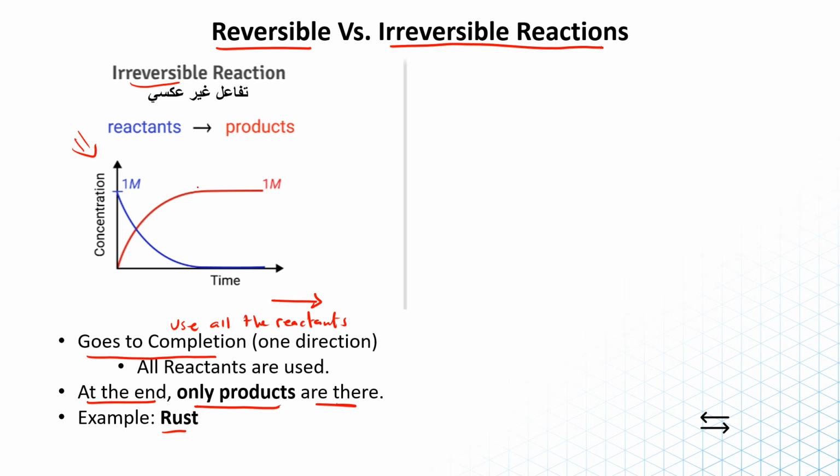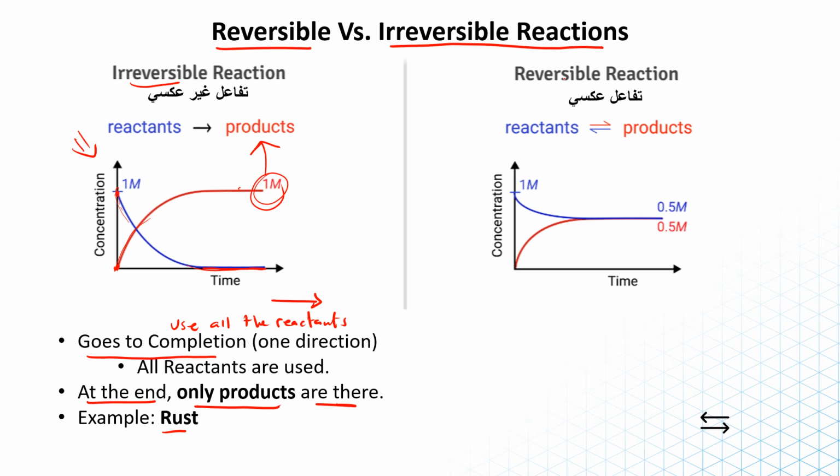Reactants بالأزرق والproducts بالأحمر. At the beginning we have only reactants والأحمر products zero. With time the reactants will become zero because we used all of them, and the products will increase. At the end we have only products. We don't have reactants. Okay? So it is very important for you to notice that, guys. Alright? That irreversible reactions have only products at the end والreactants تكون خلصت.